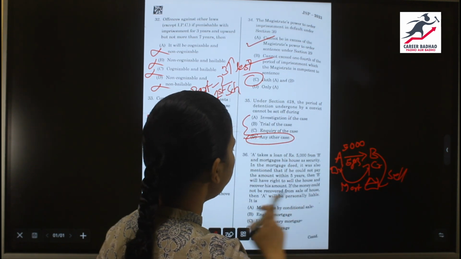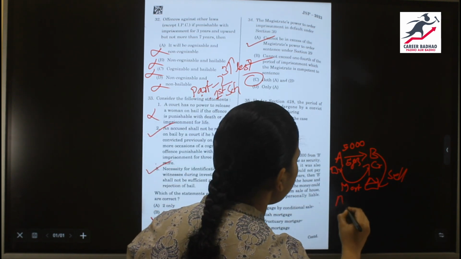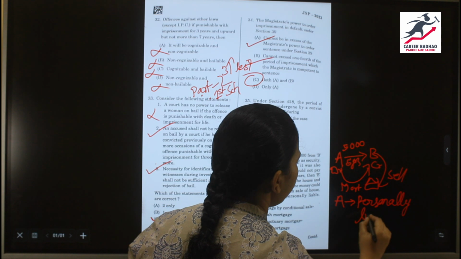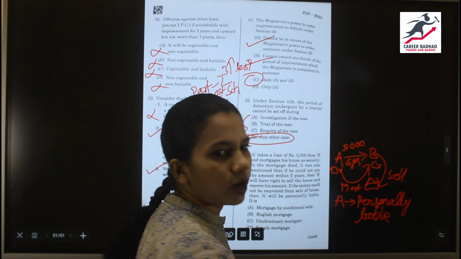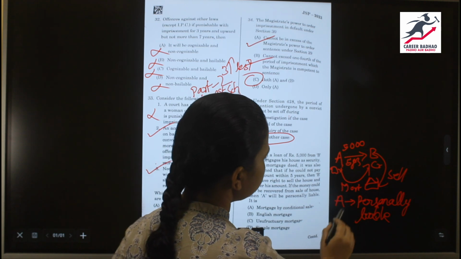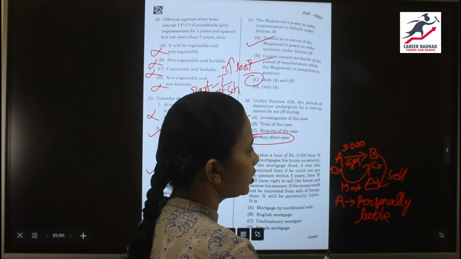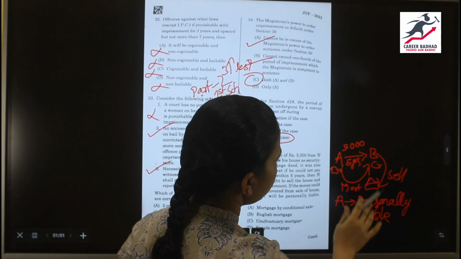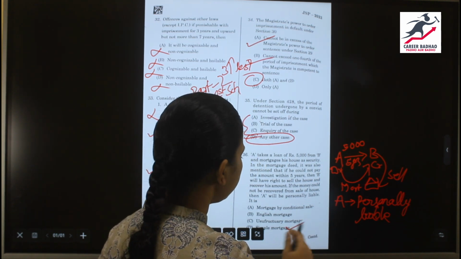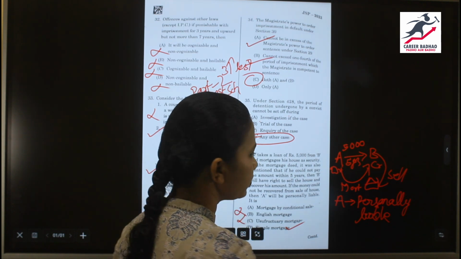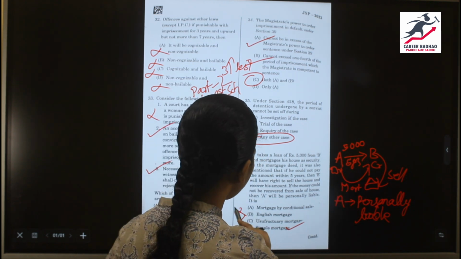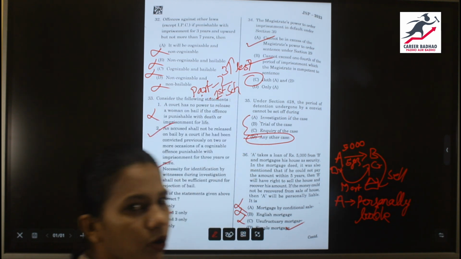If the money could not be recovered from sale of the house, then A will be personally liable. A will be personally liable when the money cannot be recovered by the sale of the house. So if you apply all the ingredients mentioned under section 58, we can see that since A is personally liable, A has also mortgaged his property to B, and B can sell the property. So all the ingredients of simple mortgage are fulfilled here. It cannot be usufructuary mortgage, it cannot be English mortgage because there is no retransfer of property. It also cannot be mortgage by conditional sale because there is no ostensible sale. So the correct option is option number D, that is simple mortgage.